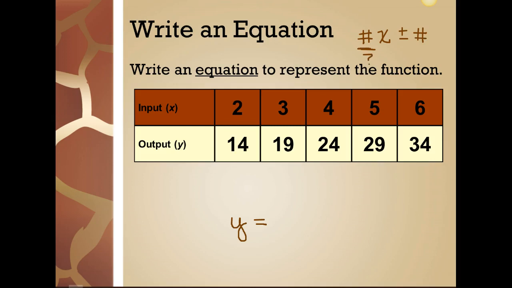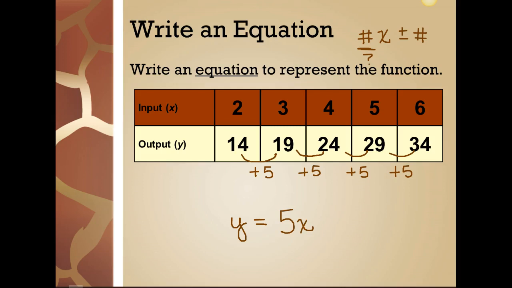In order to do that, we will analyze our outputs. If we look at our outputs for y, we can see that to get from 14 to 19, we add 5. And this holds true from 19 to 24, and from 24 to 29, and 29 to 34. That means that 5 is going to be our coefficient of x. In our rule, we will have 5 times x, and then we will either add or subtract from there.